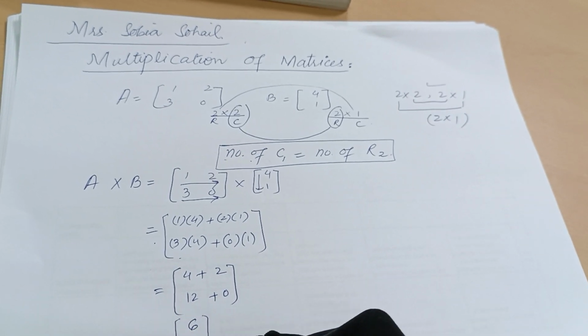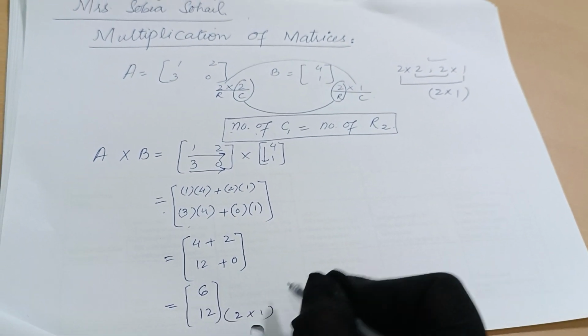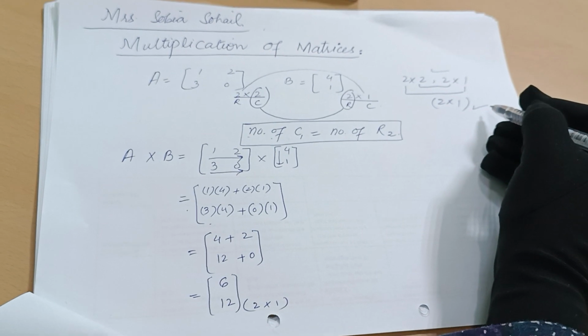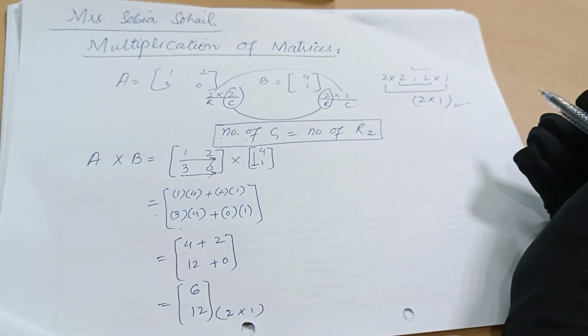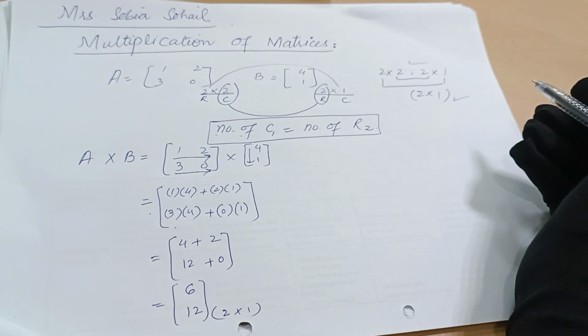And the resulting matrix has the order of 2 rows and 1 column, which I told you before. Okay, like this you can solve the multiplication in any type of matrices. I will take another example.